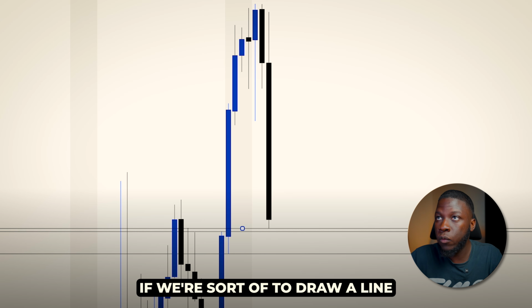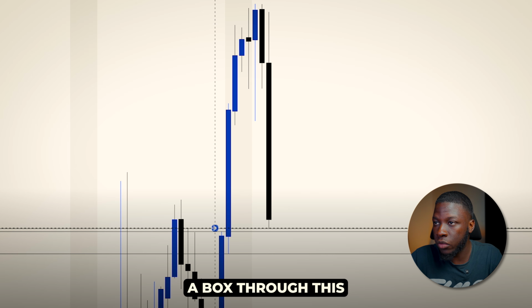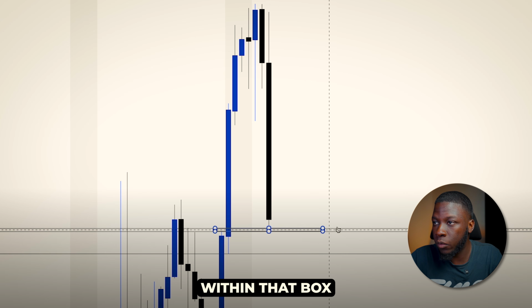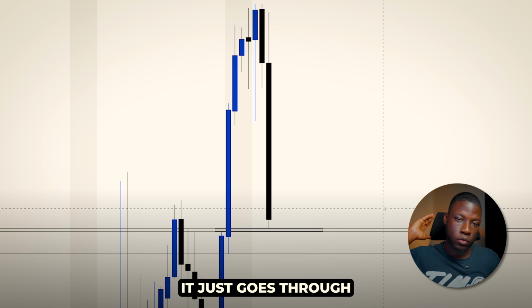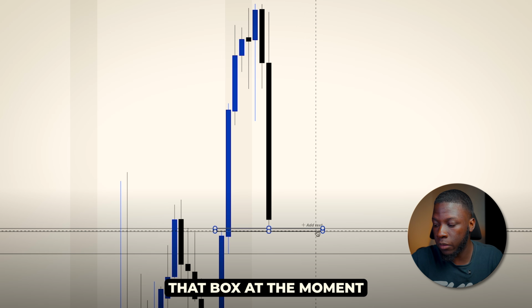because if we're to draw a line or a box through it, this is how I like to do it. A box through this, you see there's no wick or anything within that box. It just goes through. It's almost like a clear zone, right? There's nothing obstructing that box at the moment. That's where the gap is.